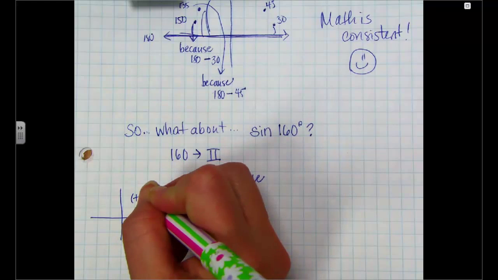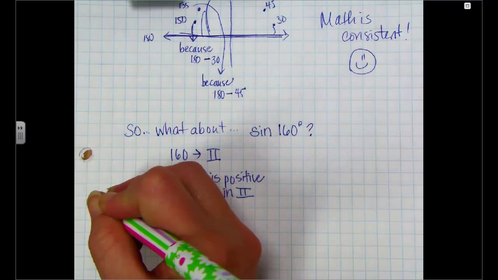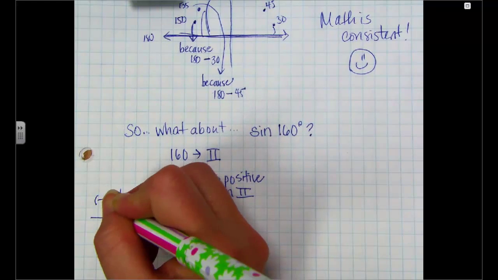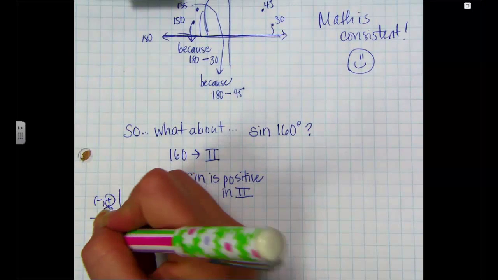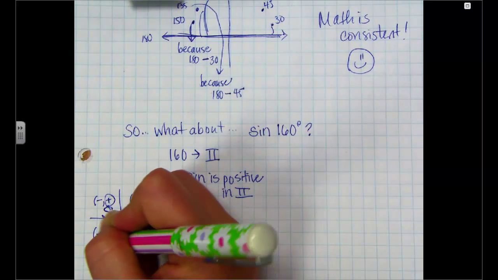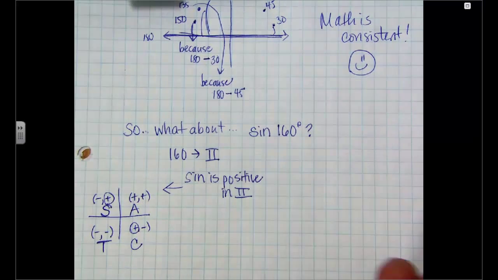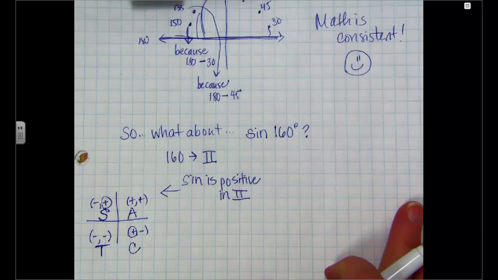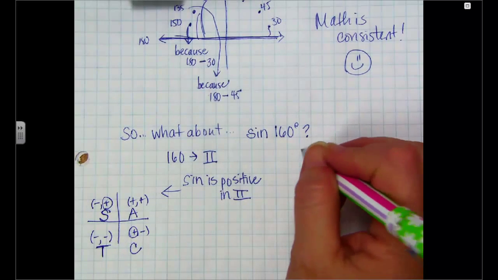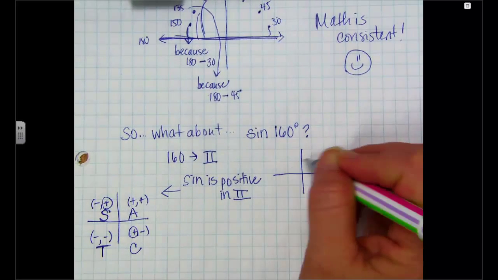Now, I just want to remind you for a minute about where things are positive and negative. In quadrant 1, all of the trig functions are positive. In quadrant 2, only sine is. In quadrant 3, only tangent is. And in quadrant 4, only cosine is. And so that's our "All Students Take Calculus" document.